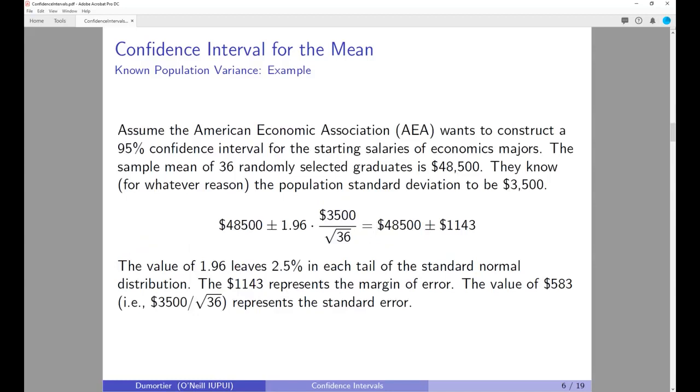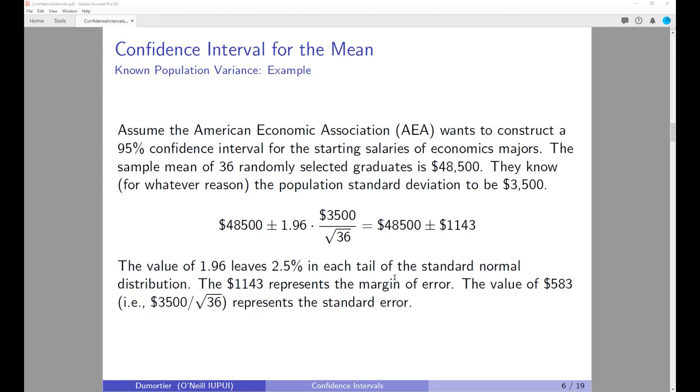So what they get is the 95% confidence interval, where they say $48,500 plus or minus $1,943. Okay. So as mentioned before, the value of 1.96 leaves 2.5% in each tail of the standard normal distribution, and so the $1,143 represents the margin of error. And the value of $583, which is simply the $3,500 divided by the square root of 36, which is 6, represents the standard error.